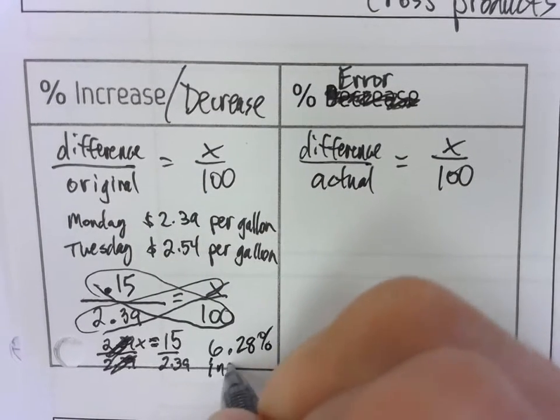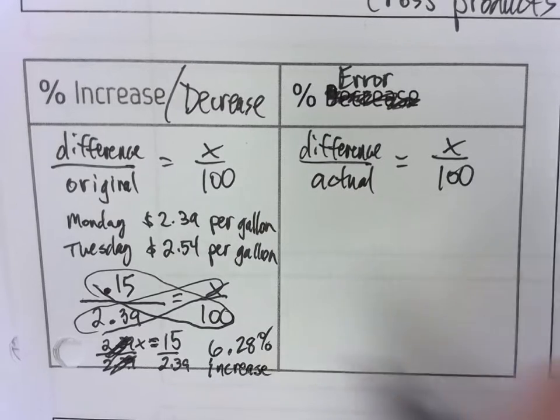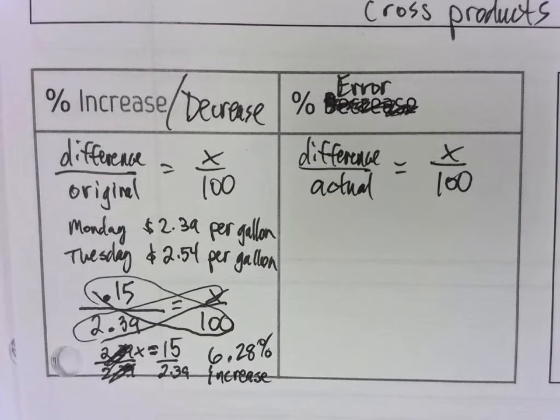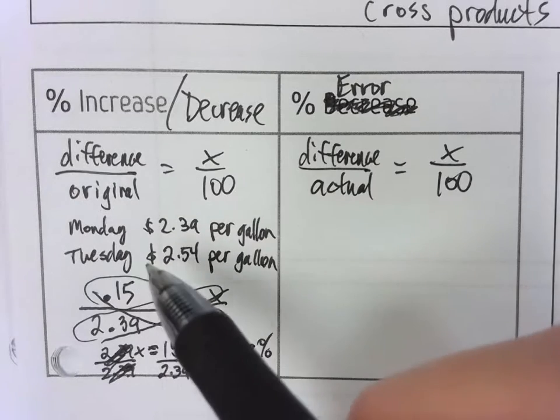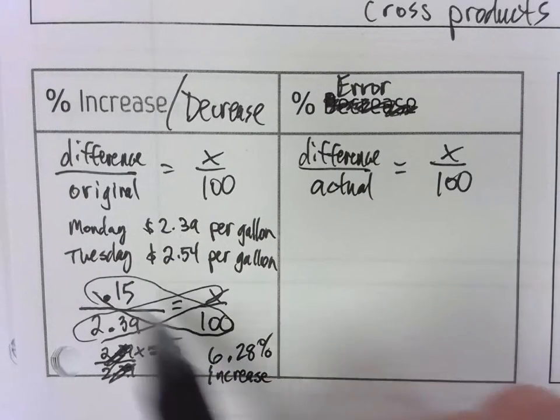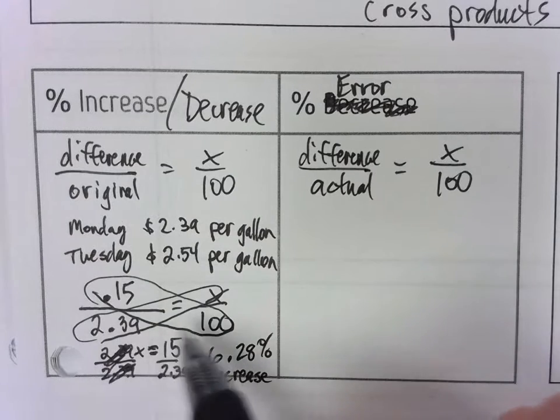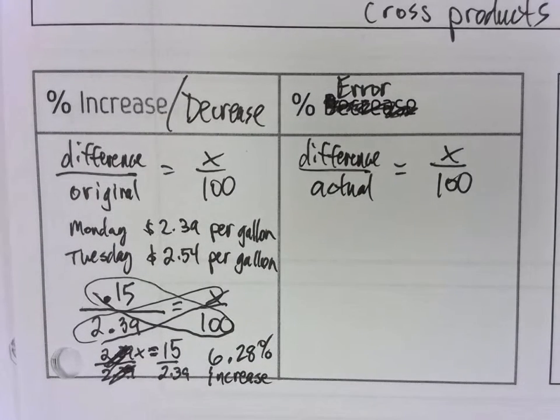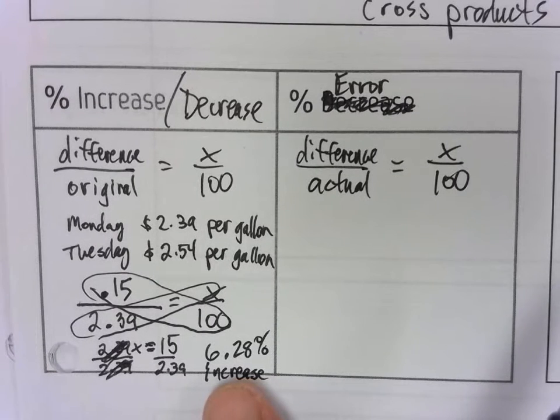I'm going to write my word increase right there. All right, so there's that one. Get the difference, 15 cents, over the original, which was the Monday price, $2.39. Do your little cross products there. Divide each side by $2.39. That is a 6.28%. Or if they rounded it to the tenths place, of course, that would be a 6.3% increase in the price of gas from Monday to Tuesday.